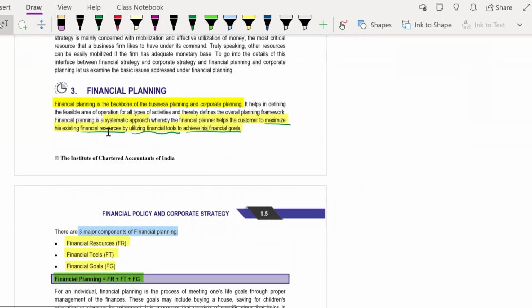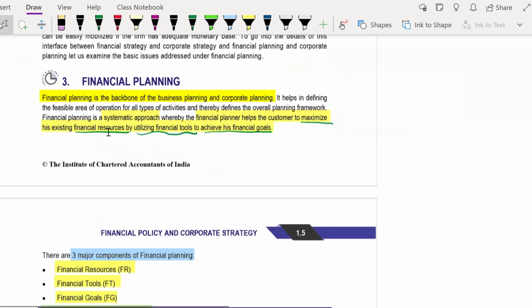Now we come to one of the slightly complex topics in the chapter, a little apart from what we have been talking about until now, which is financial planning. So what is financial planning?